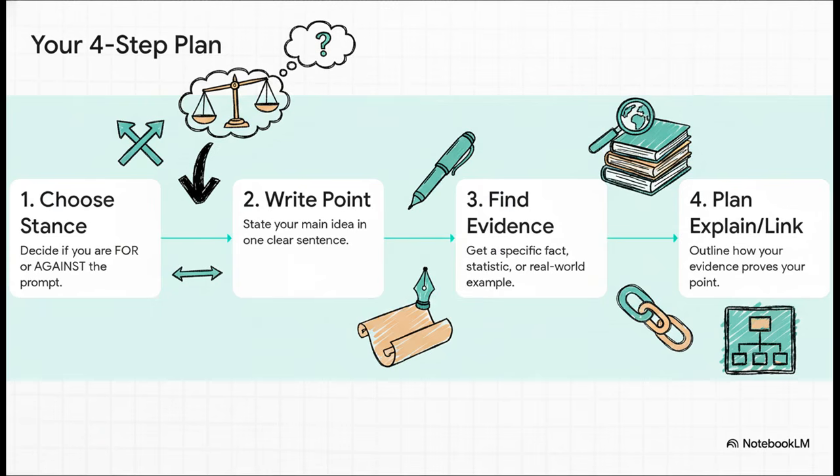Step 1, decide on your stance. Are you for or against? Step 2, write out your point as one clear sentence. Step 3, go find a specific fact or example for your evidence. And step 4, just jot down a quick note. How are you going to explain this and link it back? Seriously, taking 30 seconds to do this first means you will never, ever miss a piece of PEEL.